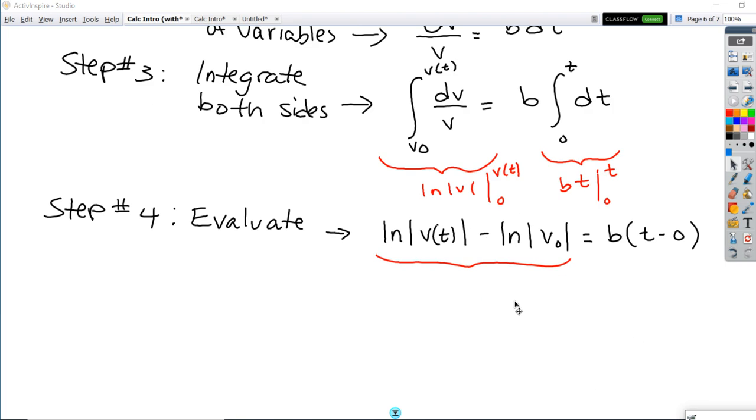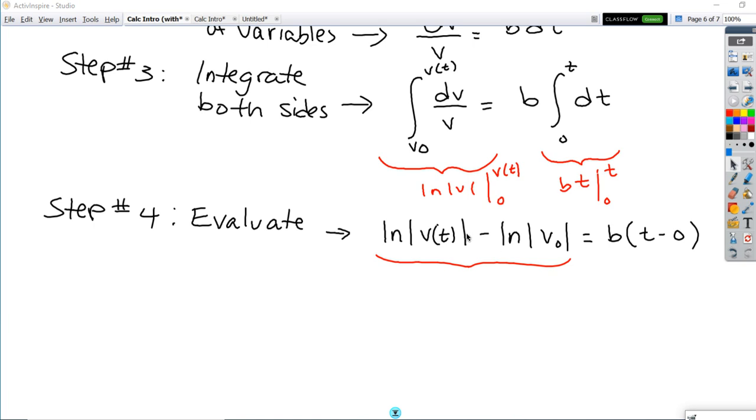Step 4 is to evaluate. So we have to plug in our limits of integration. So on the left side, it's the natural log of v at t minus the natural log of v0. And that equals b times t minus 0. So I plug in t for t, and I get t. Plug in 0 for t, I get 0. So on the right side, you get just bt.